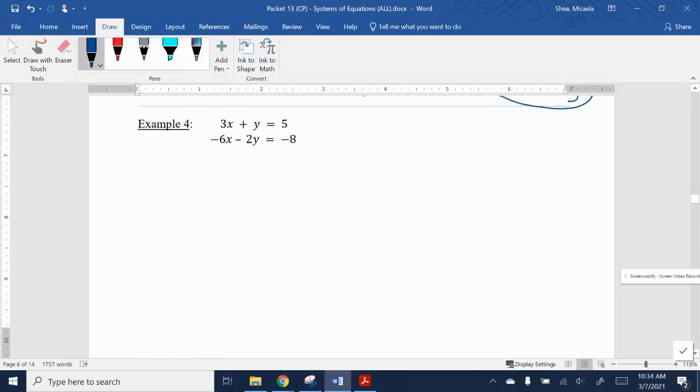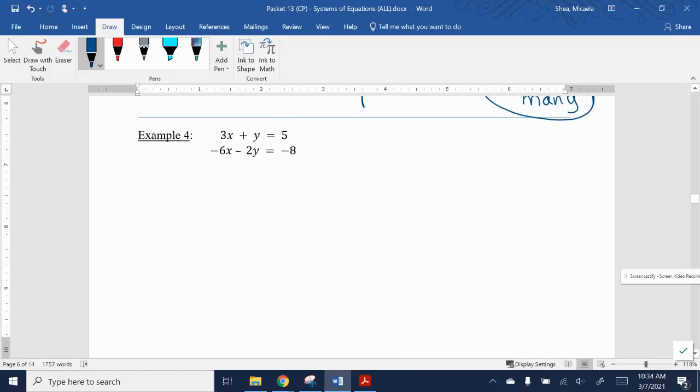And our last example is going to be 3x plus y equals 5, and -6x minus 2y equals -8. Here, neither of the equations have a variable isolated. But which equation, equation 1 or equation 2, has a variable with a coefficient of 1, meaning the number in front of it is 1? If I look at the top one, 3x plus y equals 5, and the bottom one is -6x minus 2y equals -8. The top one, 3x plus y equals 5, has a y with a coefficient of 1.